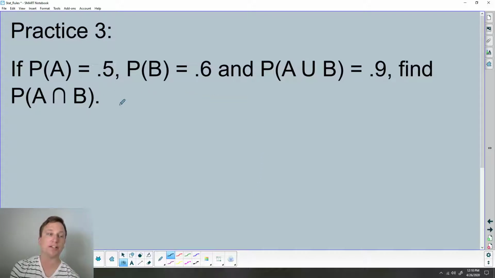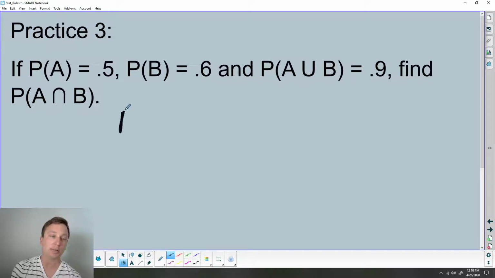So we want to find the probability of A intersect B here. So we know the probability of A is 0.5, the probability of B is 0.6, probability of A or B is 0.9, and I want to find the intersection. You could very well draw a Venn diagram and go through and do this, but now we have a rule actually that kind of abstracts away from the Venn diagram. It does it a little more efficiently for us, and that's what we're interested in right now.